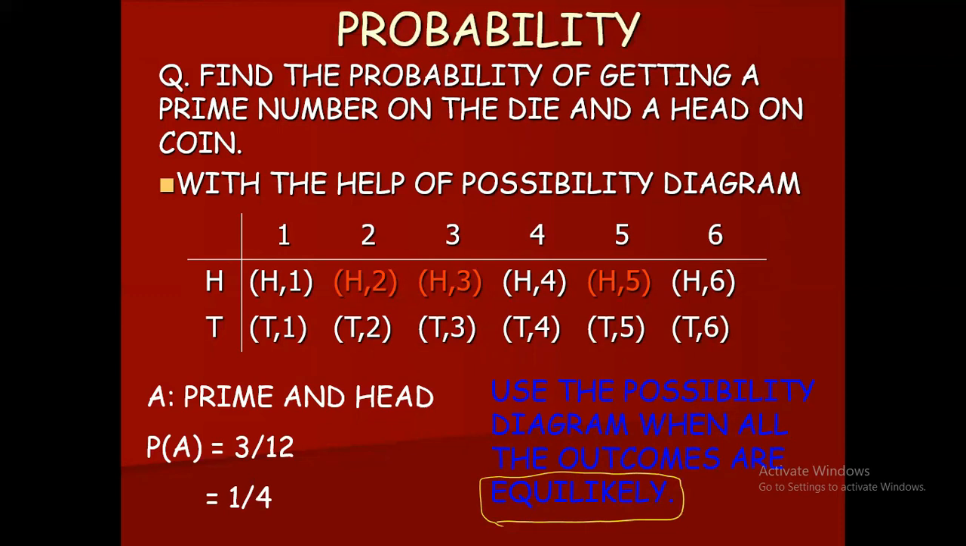Now head has the probability 1 by 2, and each face of the die has 1 by 6. So use the possibility diagram. It is recommended to use the possibility diagram when all outcomes are equally likely, have the same probability.